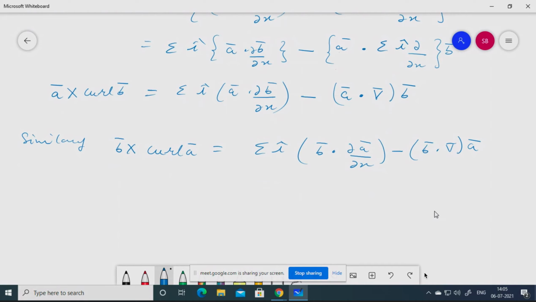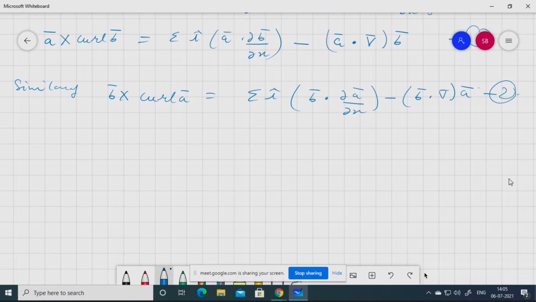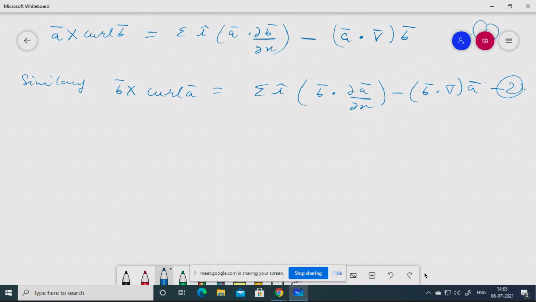Understood this? Yes, ma'am. Okay. Now, since in the identity we have these two terms, this one and this one, just add them and let us see what we will get. Okay, so just add these two things.